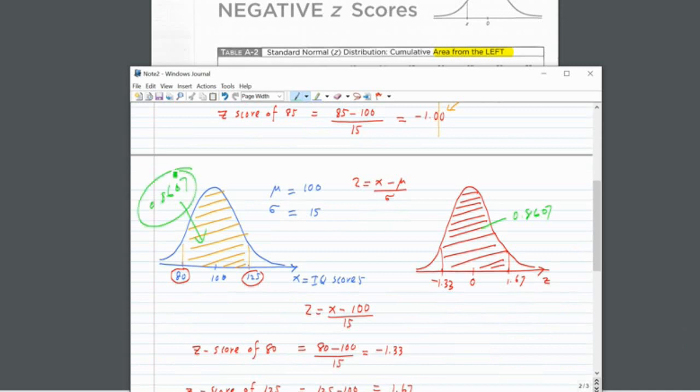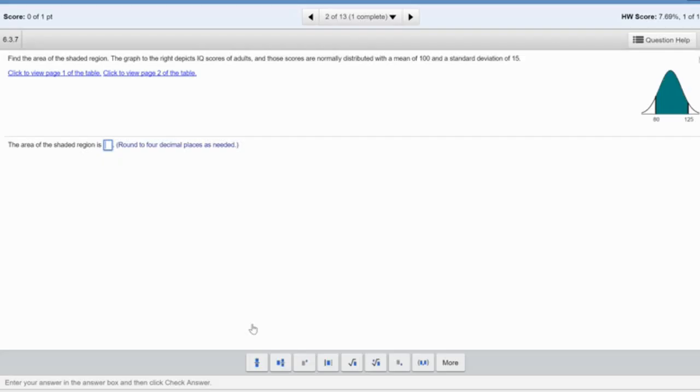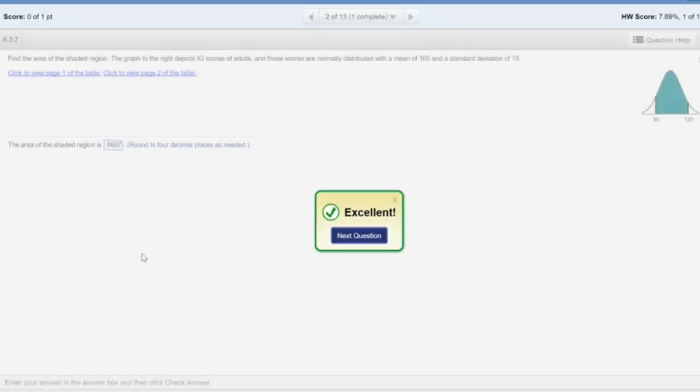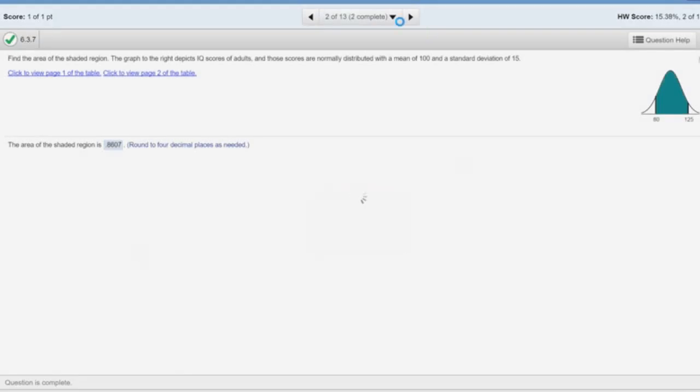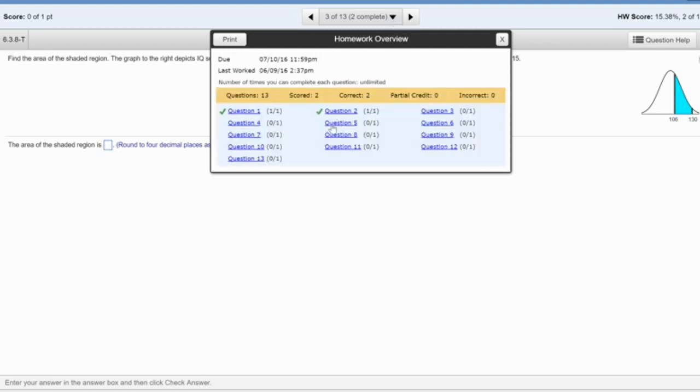Let's type it in and see. 0.8607. Okay, it works. Alright, now the next question that I would like to consider is number 5. So number 5 is, let's see, okay, this one.